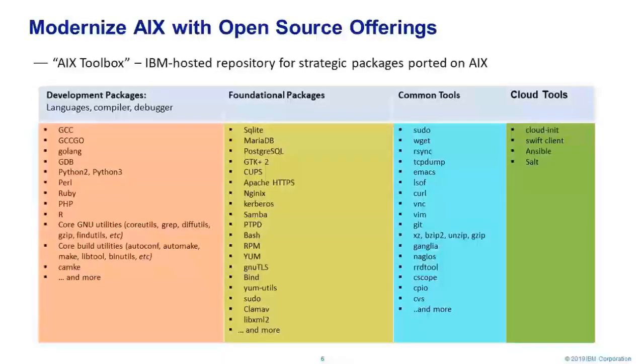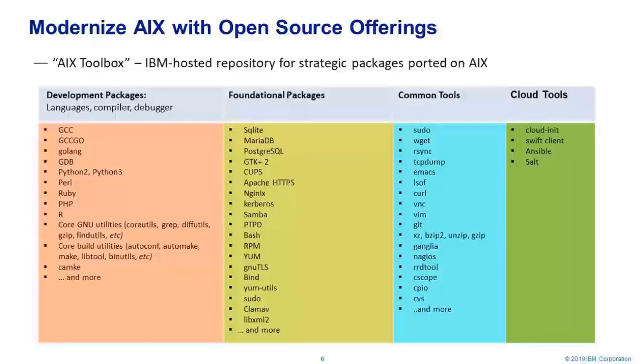Okay, so this is just to give you a feeling of what kind of packages are available. It is a very small set of packages from the toolbox. We have different kinds of packages: the open source languages like GCC, Go, Python, Perl, Ruby, all of the major open source languages we have made available on AIX. A lot of foundational packages like HTTP, Samba, PHP, and Yum are also made available.